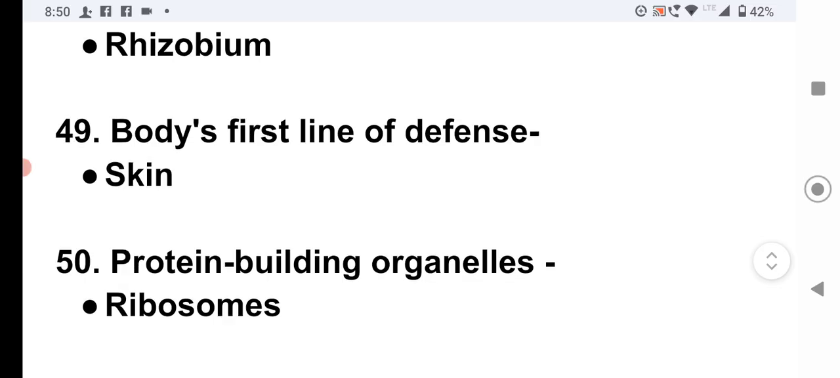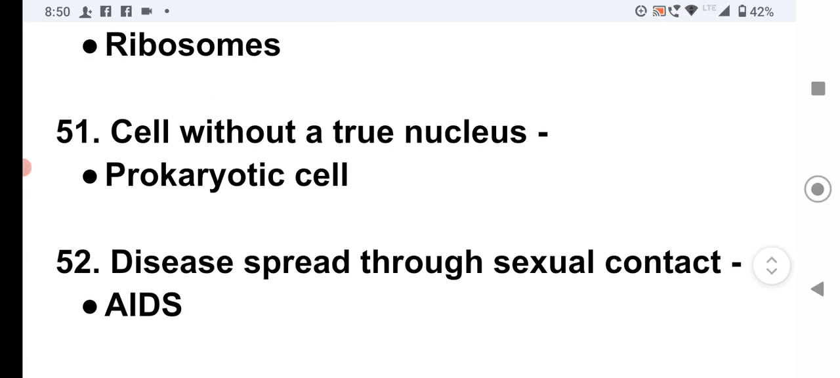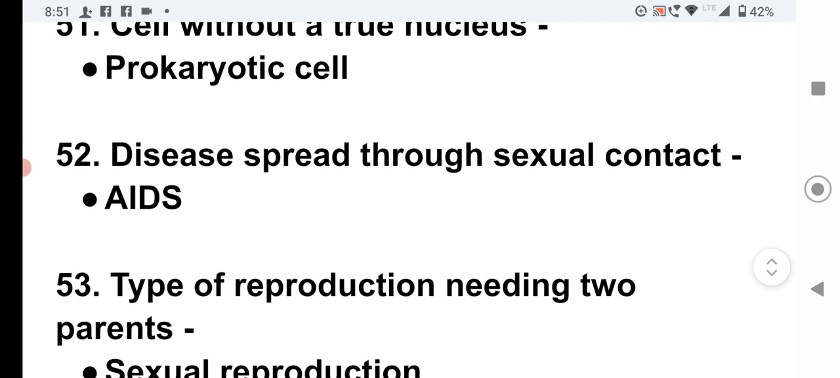Question 50: protein building organelles, ribosomes. Question number 51: cell without a true nucleus, prokaryotic cell. Question number 52: disease spread through sexual contact, AIDS. Full form, acquired immunodeficiency syndrome.